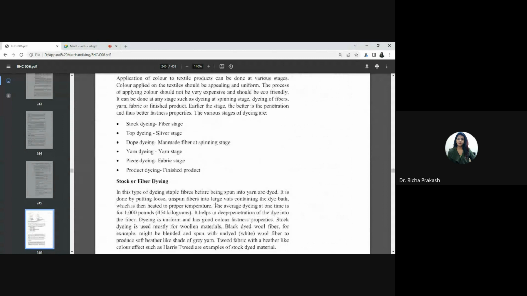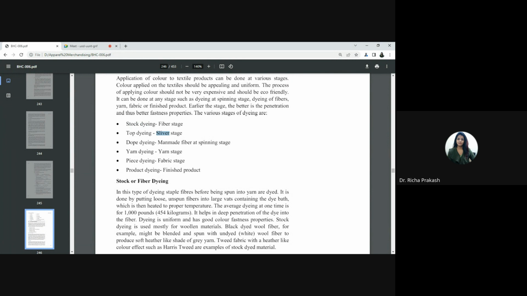Then stages of dyeing, of course. So there are various stages. When you dye fibers, it's called stock dyeing. When you dye at the sliver stage, sliver क्या होता है? Sliver is a collection of fibers. So last class में I had shown you a picture that cotton fibers are there in a pod form. You just remove it and it's like a huge bunch. So that is your fiber stage.